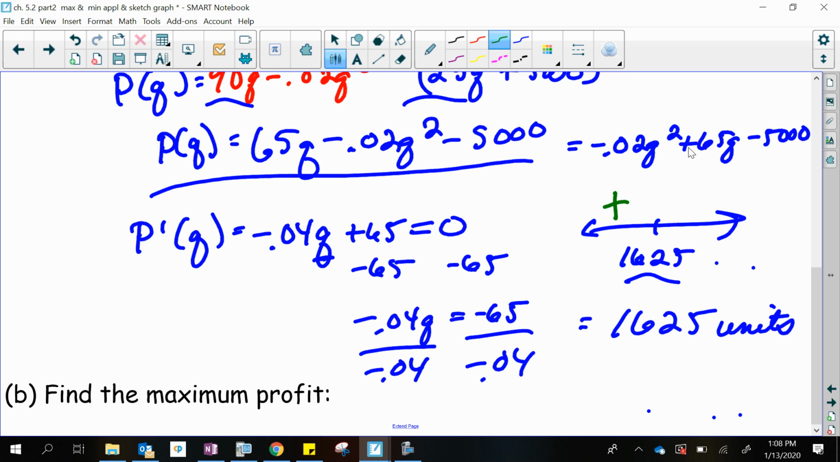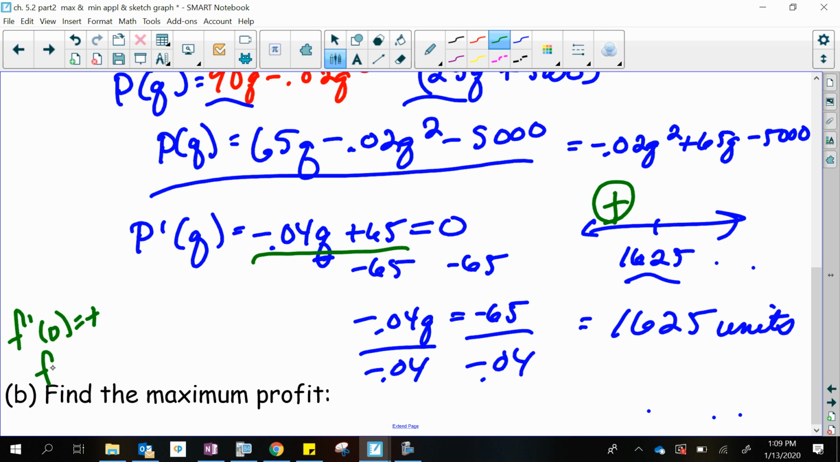And we could choose any number, so we could choose 0. So if you put 0 into this derivative, negative 0.04 times 0 would be 0 plus 65. So it's increasing, coming up to 65. So we know that the derivative at 0 is positive.